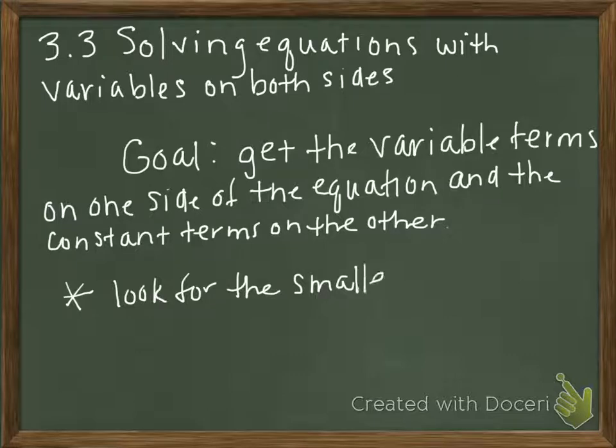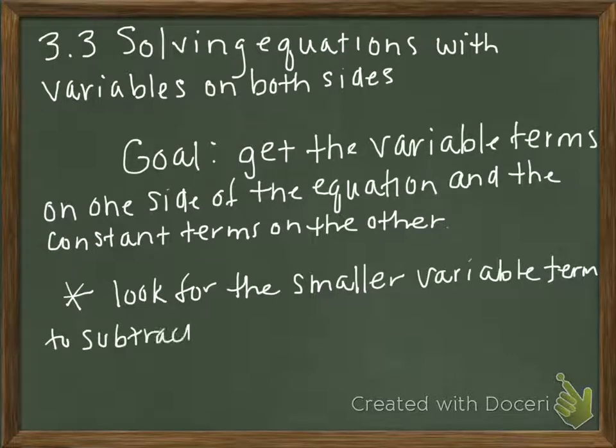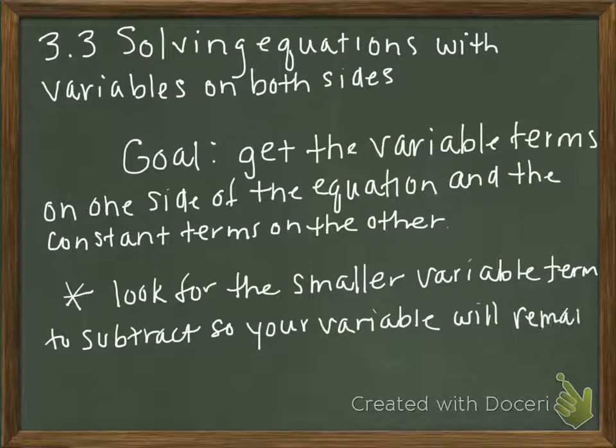So when we're going to look at how to do this, we're going to look for the smaller variable and we're going to subtract it, and that way we will always end up with a positive variable, or we're going to try to always end up with a positive variable right now.